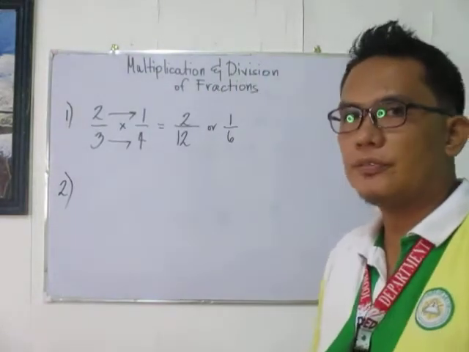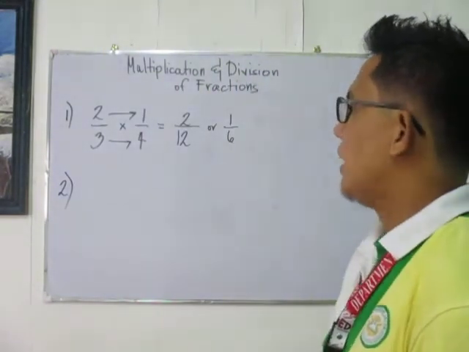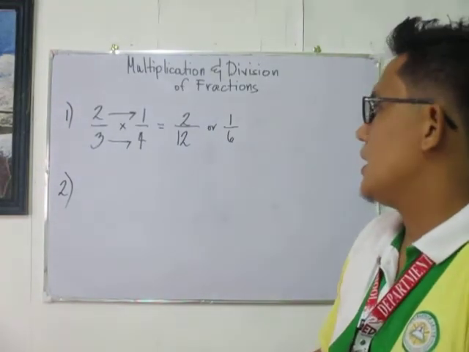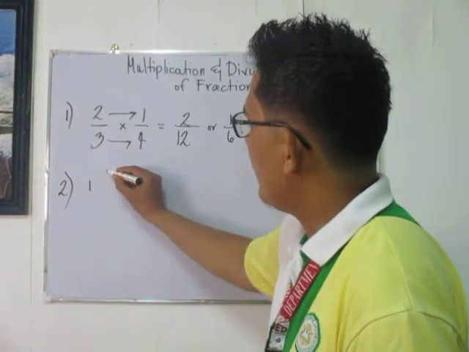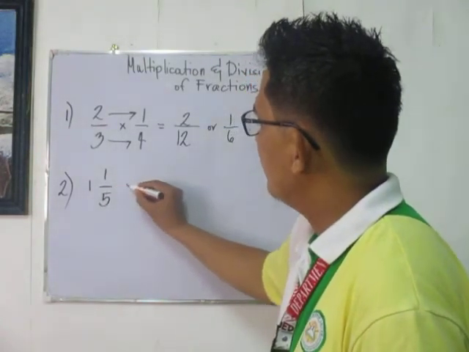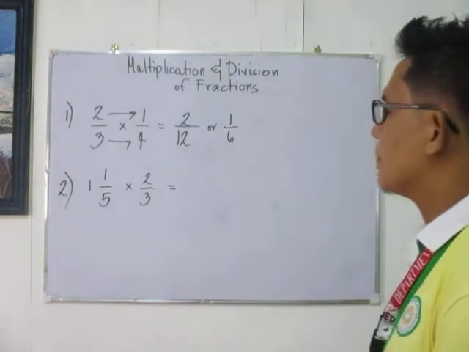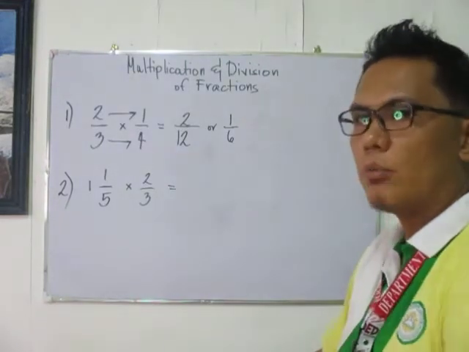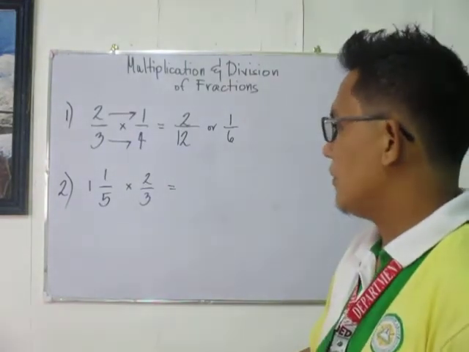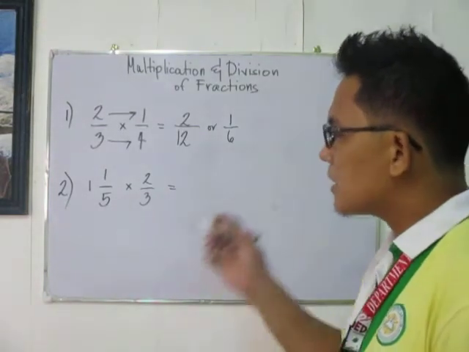How about if we have a mixed number multiplied by a proper fraction? Let's say, for example, 1 and 1/5 times 2/3. What we're going to do is change our mixed number into an improper fraction. So the question is, how are we going to change our mixed number?